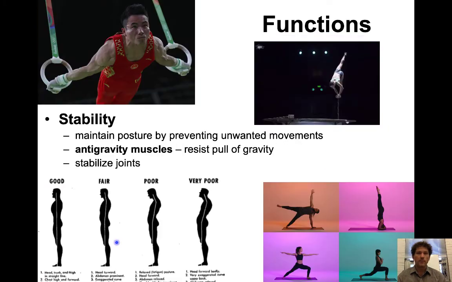tissue in our bodies. It is involved in stability, so we can see this amazing acrobat over here doing some crazy stuff on this little post here. We've got this athlete up here holding this posture on the rings. So not only is it doing that, but it helps keep us upright while we're standing. Okay, and so you can see some different types of posture here.